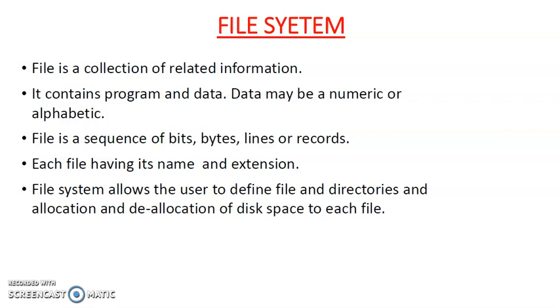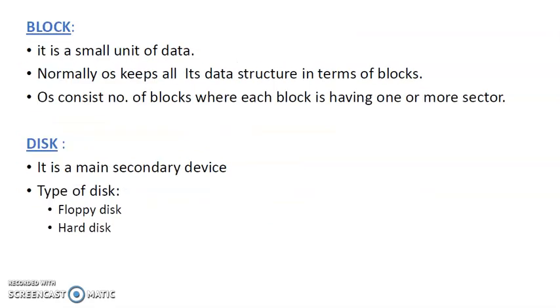For example, in C++, you use .cpp as the file extension. In HTML, you use .htm or .html as the file extension. Okay, so the extension of a file depends on the type of file. This is your file system.